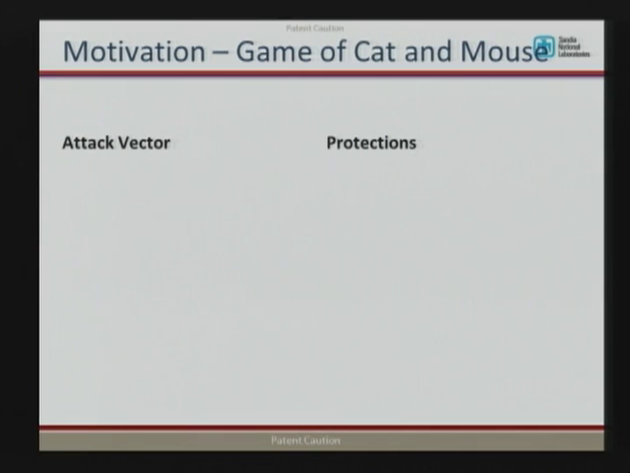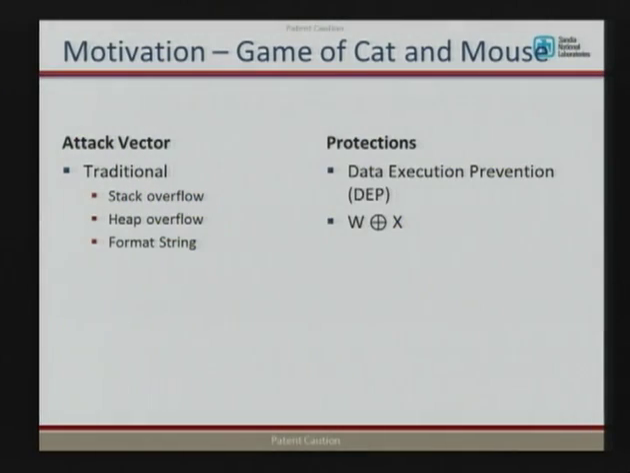So now we want to look at a quick game of cat and mouse. If you're familiar with the different ways that attacks have been done in the past, and in some sense today as well, you have these types of attack vectors. And so some people came up and said, well, if we put in data execution protection, or DEP, also called the NX bit on some other architectures, it makes it harder to actually do these types of attacks. So what is a typical attacker going to do? We're going to come up with another attack.